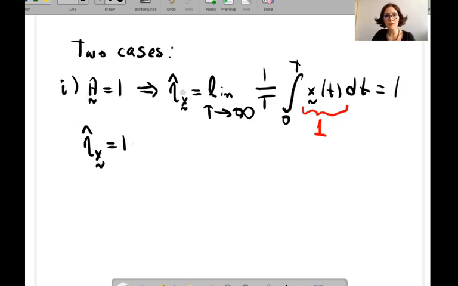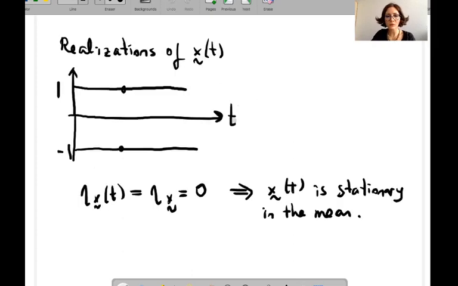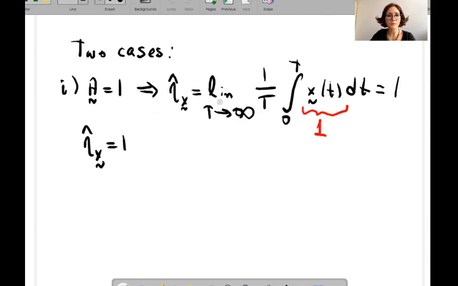But then the question is whether this is equal to the expectation of the random process, the mean function of the random process. The mean function of the random process is 0. So if we are in this first case, this is not equal to 0. So this is not equal to the actual mean of the random process. Now we already observed from here that ergodicity fails. Still, let's look at the second case to be complete.